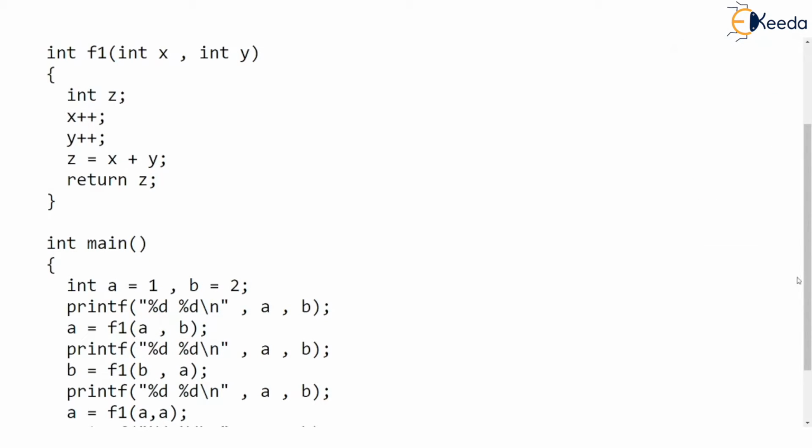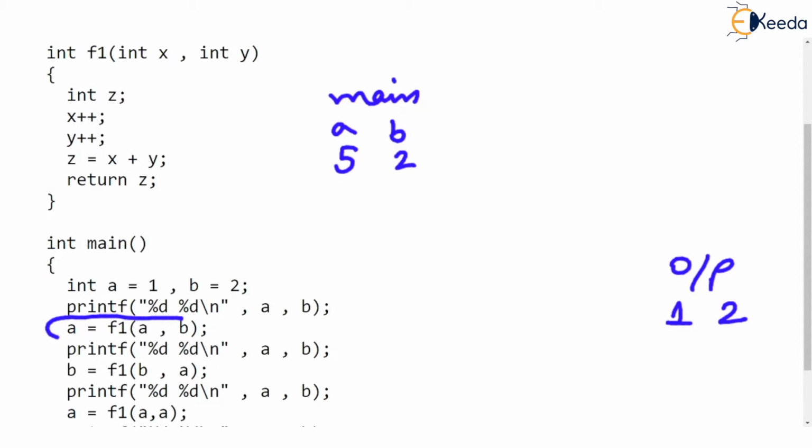Here we go. Main is back and A is 5 and B is still 2. And the output still now printed is 1, 2. Now, you understand this call is over and the value returned by this call is stored by A. A is 5. So this printf is going to print A and B, but A is 5 and B is 2. I hope you understand.